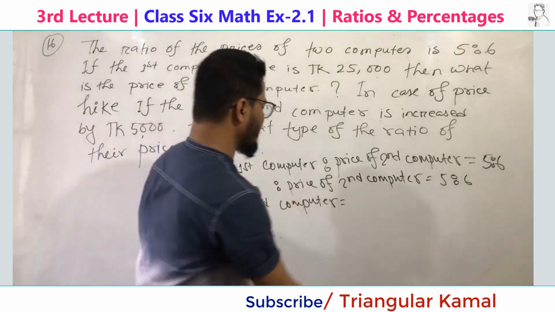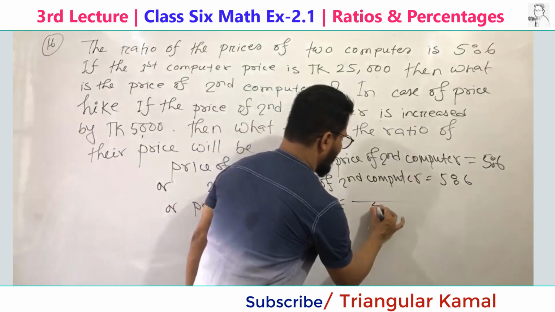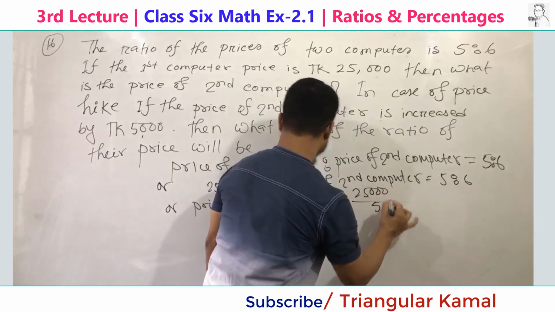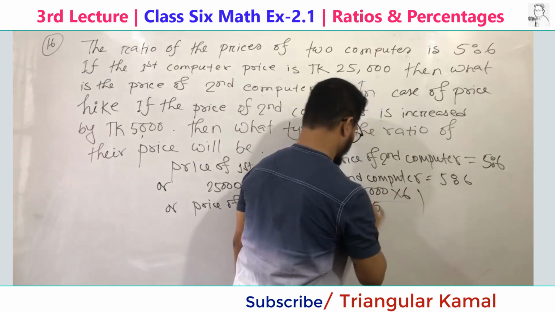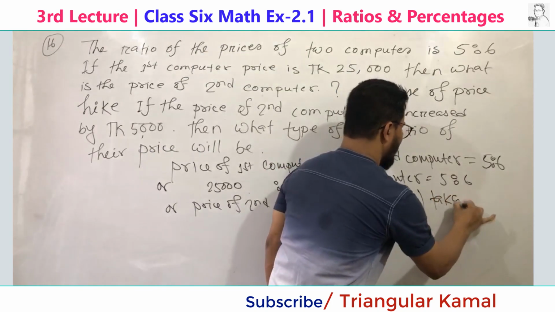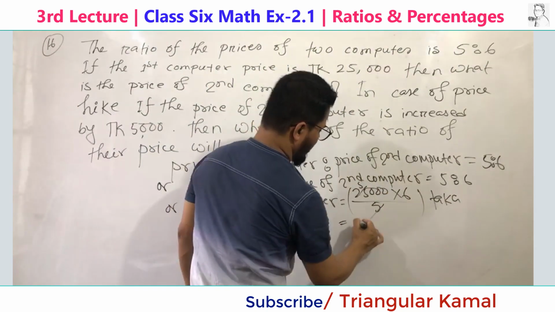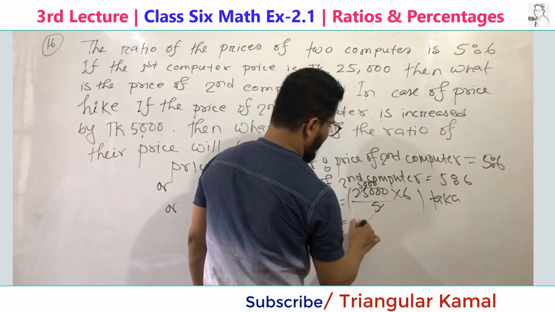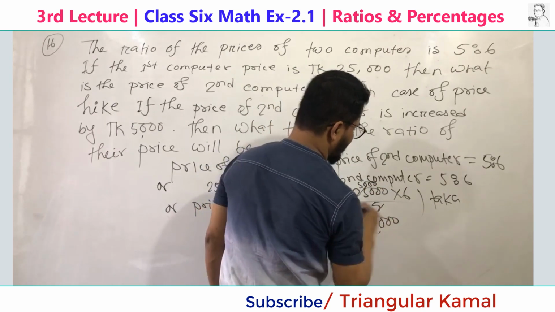So second multiplied with the third one. The third one will be the denominator first. Here 25,000 multiplied by 6. The price of the second computer you can express in taka. So 5 times, then 5,000 multiplied by 6, so this one will be 30,000 taka.